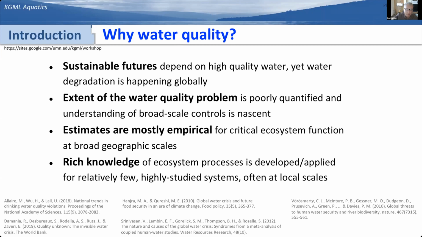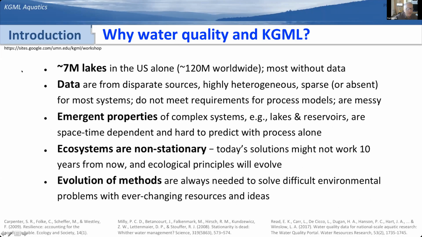And yet we have a lot of rich information about ecosystems, and we've developed a lot of process-based and physical models too, but they tend to be applied at the local level. And why is this a particularly good problem for KGML? Well, there are a lot of lakes in the world. In the US, there are about 7 million lakes, and across the globe, there are about 120 million lakes. But not very many of these systems actually have data. The data are sparse, they're highly heterogeneous, and they conform pretty much to a power distribution, which means that a few of the lakes have almost all the data, and most lakes have very little data at all.